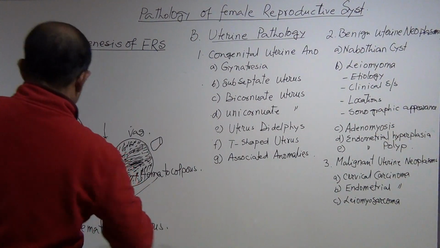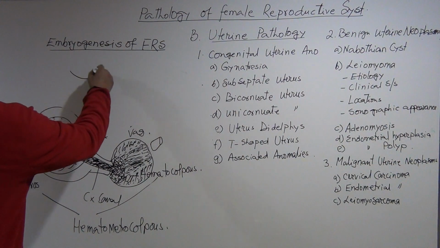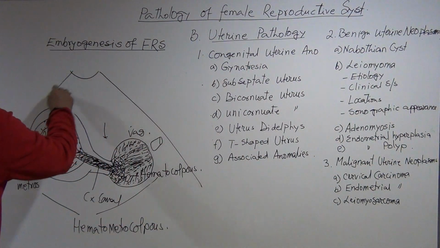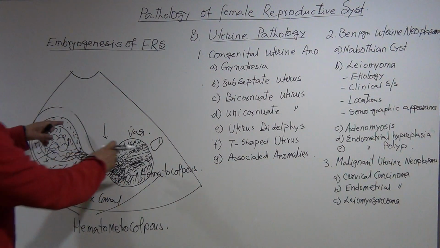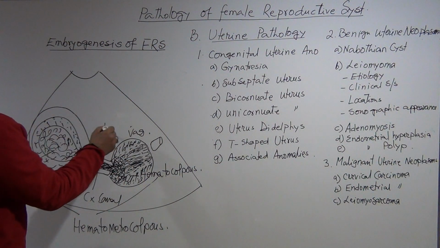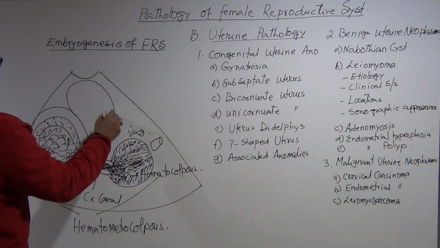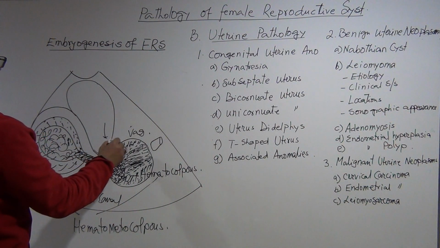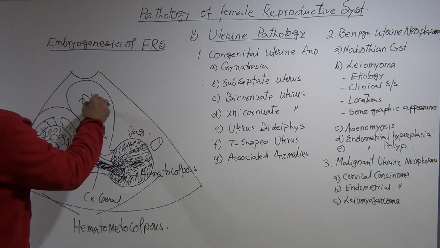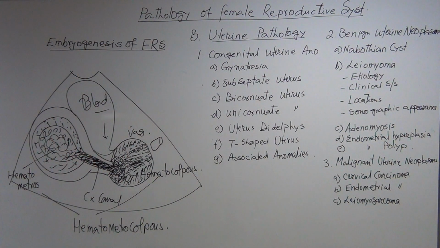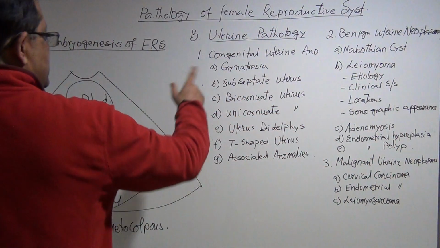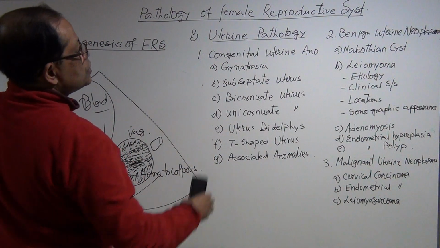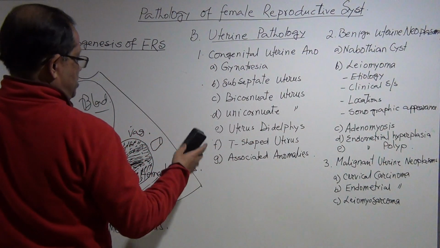The sono image, then what you're going to see? You're going to see this. This is bladder here. This is bladder. Okay, so this is gynaectasia. You need to remember. Now let's move on to the subseptate uterus.